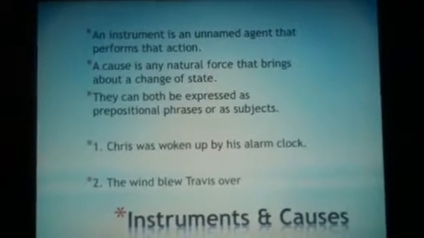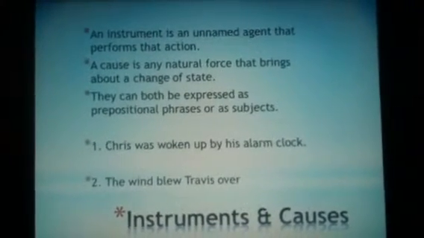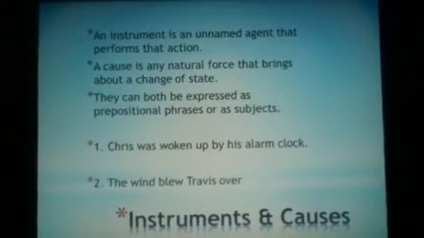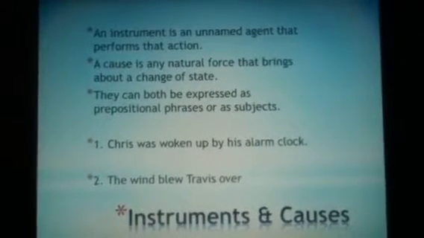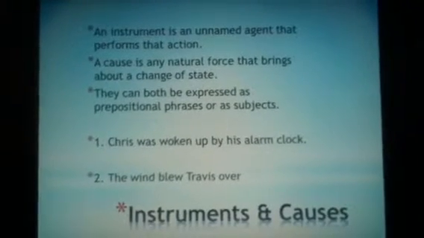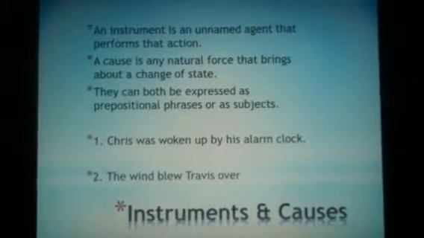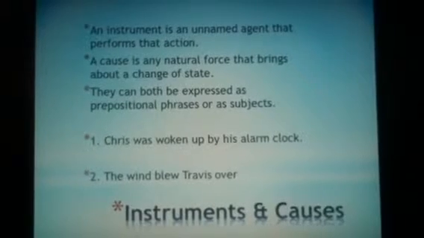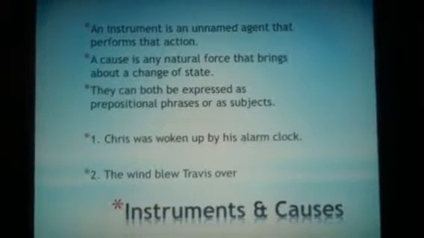An instrument is an unnamed agent that performs the action. A cause is any natural force that brings about a change of state. And they can both be expressed as prepositional phrases or as subjects. Chris was woken up by his alarm clock.